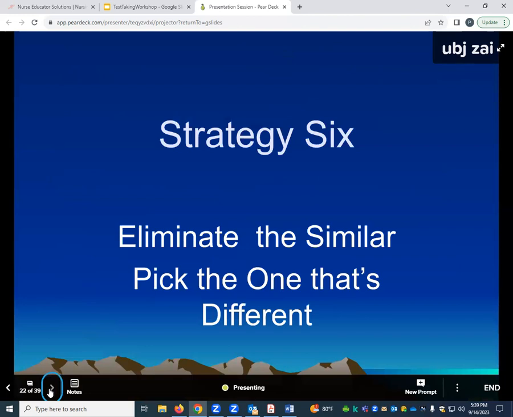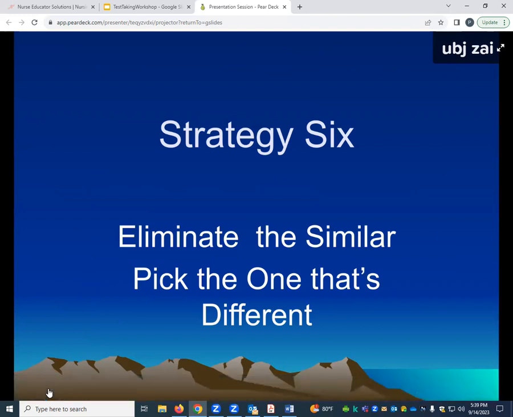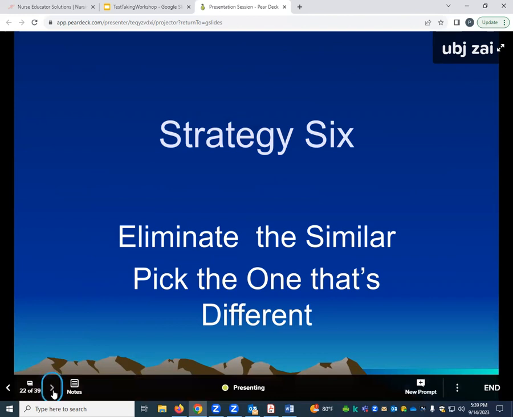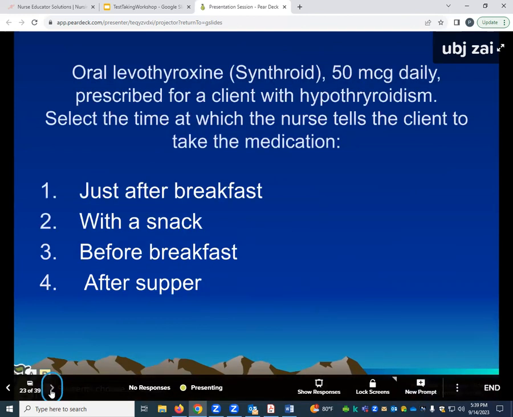Eliminate the similar, pick the one that's different. Sometimes they all kind of blend in, but one of them might be a little different from the others. What was that on Sesame Street? One of these things is not like the other. So see if you can figure out what's the best answer to this one.